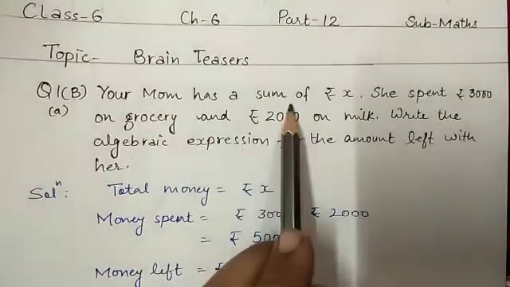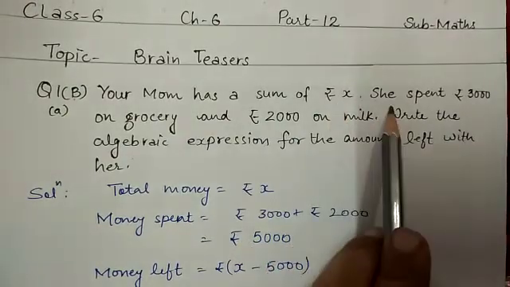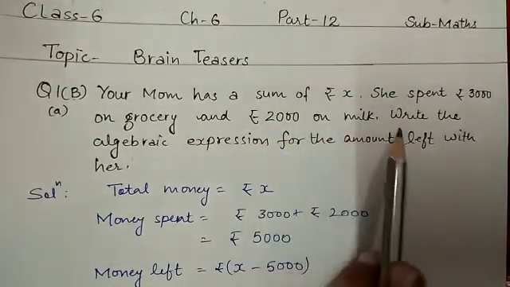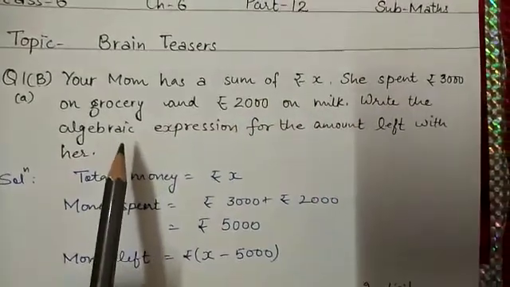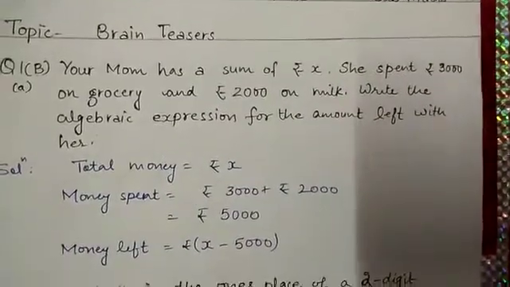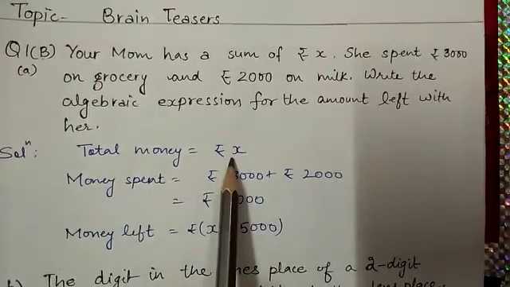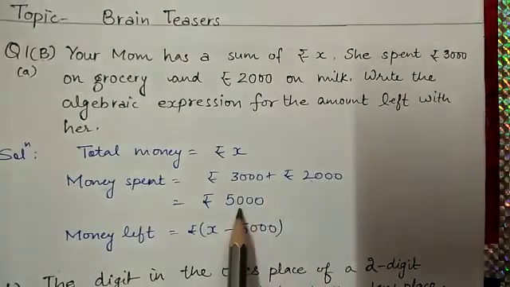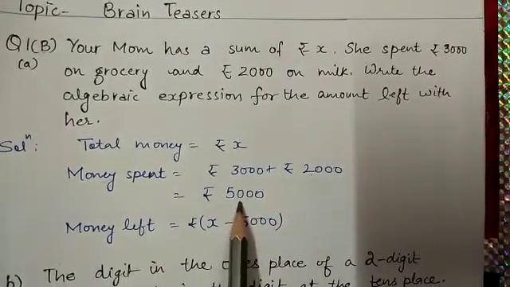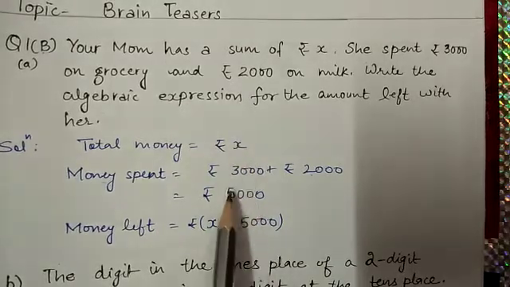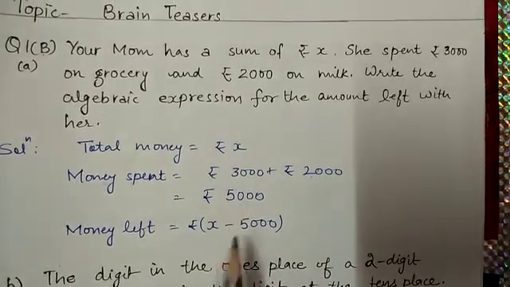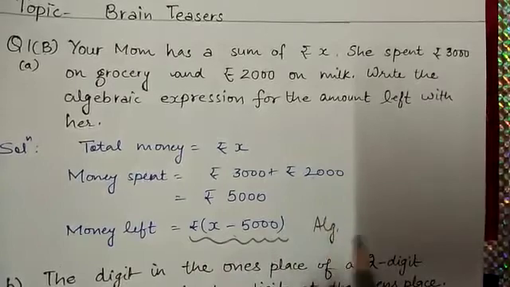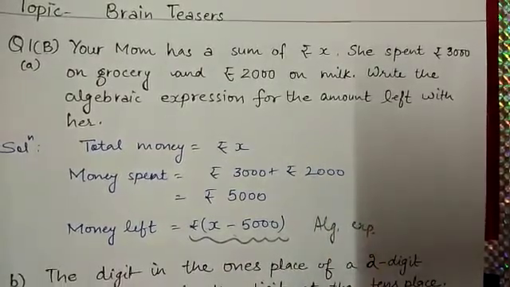Your mom has a sum of rupees X. She spent rupees 3000 on grocery and rupees 2000 on milk. Write the algebraic expression for the amount left with her. Now, mother is having total money X rupees. Money spent total 3000 and 2000, that is equal to rupees 5000. So, money left will be equal to total money minus money spent. And we have to write the algebraic expression for that. And this is the algebraic expression that you have to find.